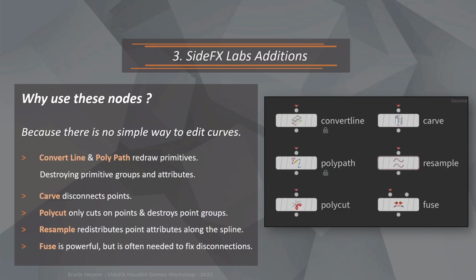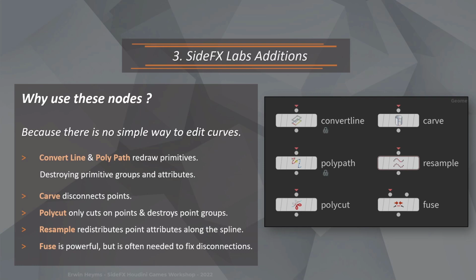So what I mean with that is there is no simple way to edit curves in Houdini. There are a lot of nodes dedicated to editing curves, but they all have some kind of downside or some kind of thing you have to keep in mind. For example, the convert line and polypath nodes can be very useful if you want to segment or recombine a curve. However, they redraw the primitive, and this means that they will destroy primitive groups and primitive attributes when they are run. So you always have to export those attributes to, say, the points, and then re-export them back to the primitives after you do these operations.